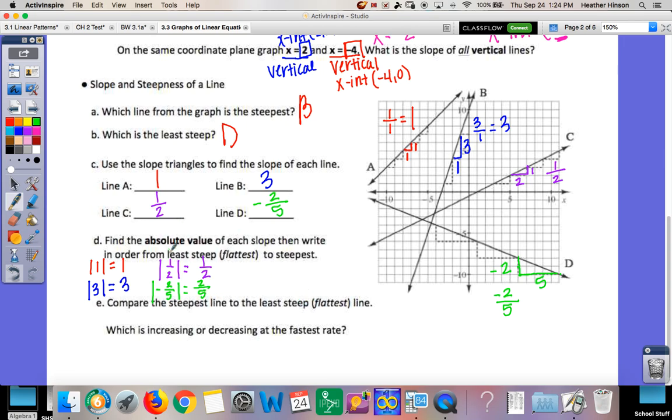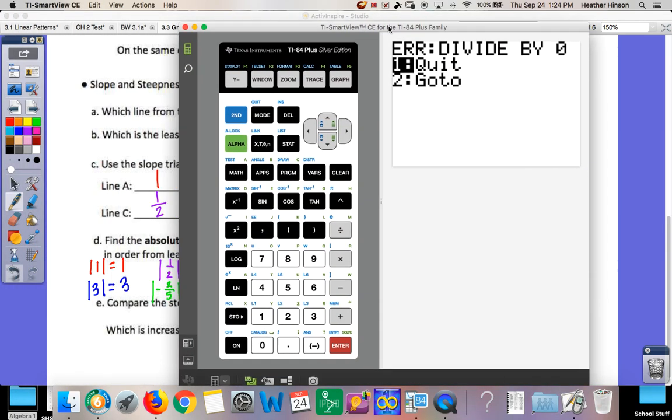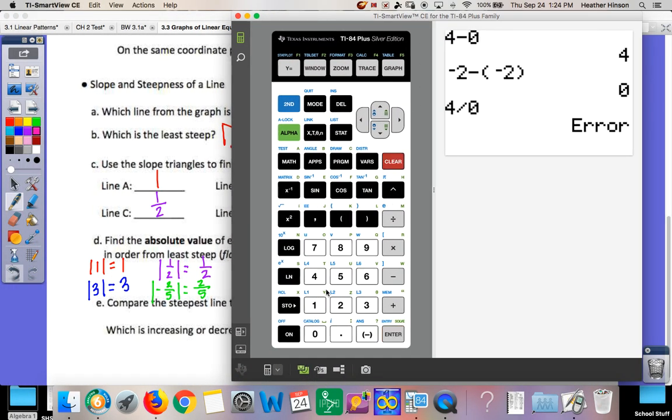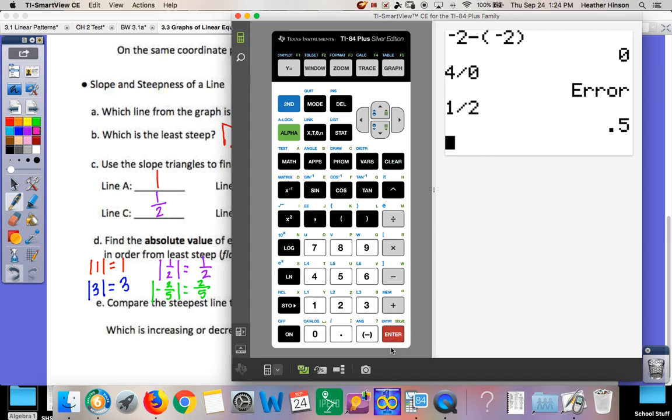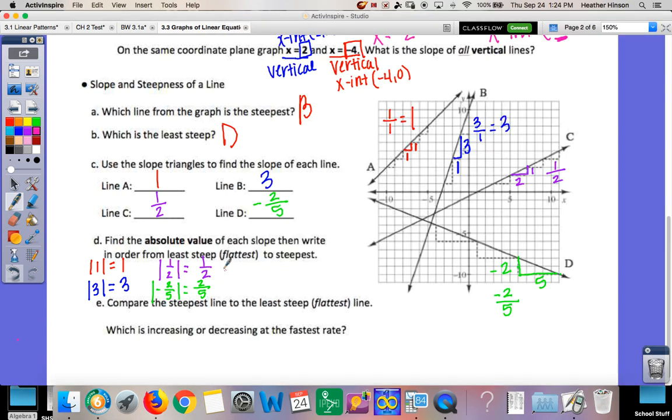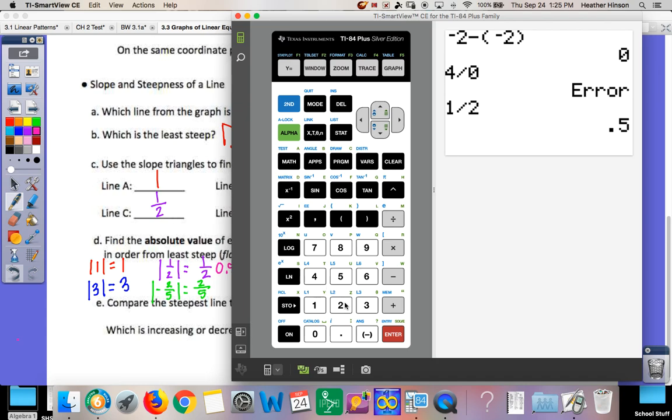And then we order them from least steep to steepest. This just means your lowest number to your highest number. So the lowest number here, we have these fractions. We don't really know what they are, so we can put them in the calculator. So that 1/2, we can do 1 divided by 2, and that gives us 0.5. Okay, that 2 over 5, 2 divided by 5 is 0.4.